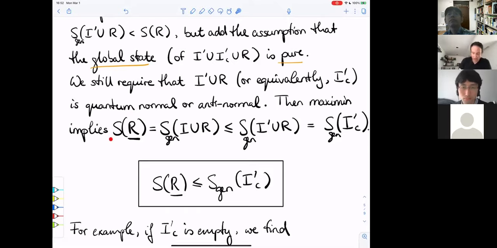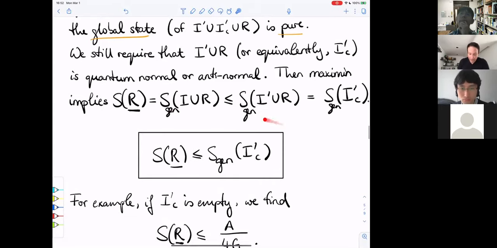Okay, so again, this is just the Ryu-Takayanagi formula. We have the inequality, by the maximin argument that I just derived, that this generalized entropy must be less than that of I prime union R. And by purity, that's the same thing as the generalized entropy of the complement region. So take everything in the spacetime that's not in I prime. Obviously we're not going to take R, because we're trying to take the complement. Okay, so that's the final result.